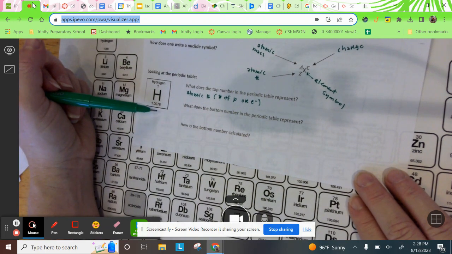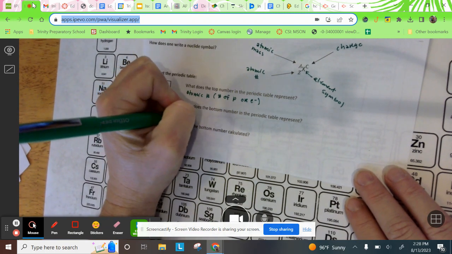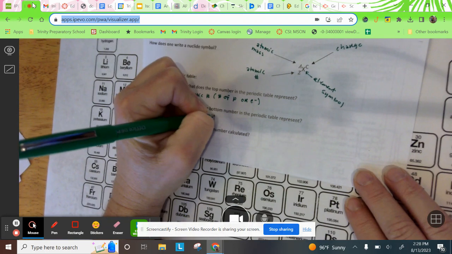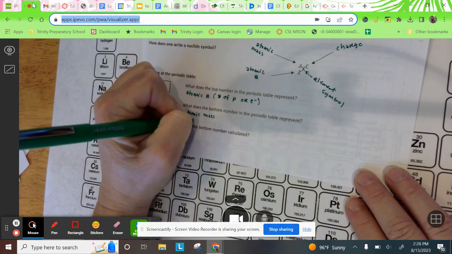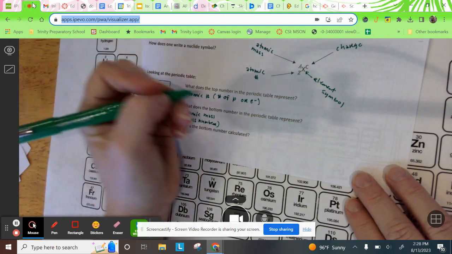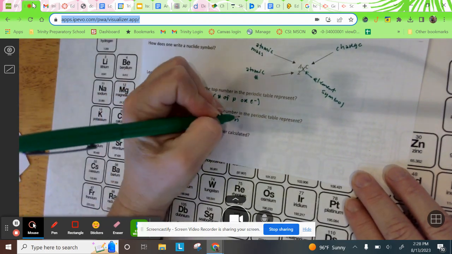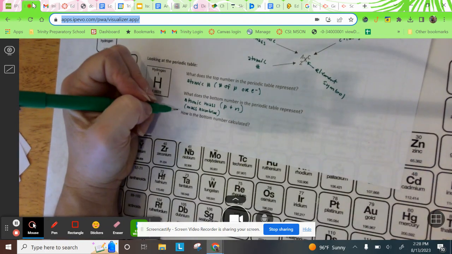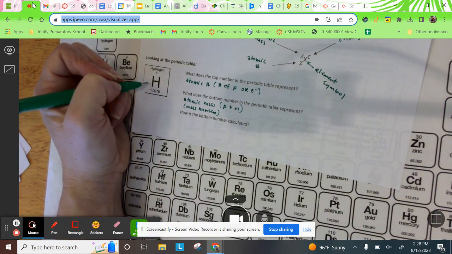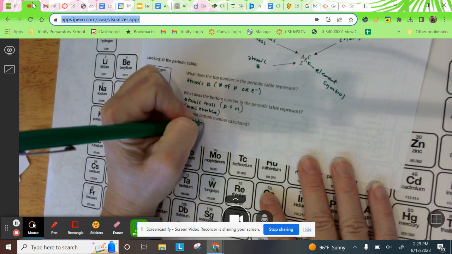What does the bottom number of the periodic table represent? It's not a perfect whole number, but first of all, it's called the atomic mass. And sometimes people call it the mass number. So I want to put that down here too. Mass number. Atomic mass though, and that's the protons plus neutrons. So just as a reminder what that is. And then it says, how is the bottom number calculated?